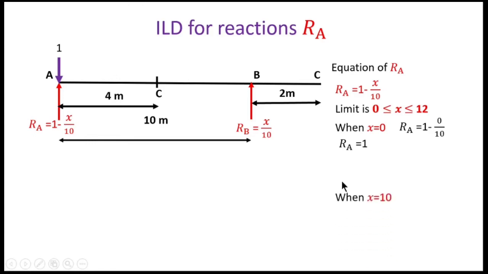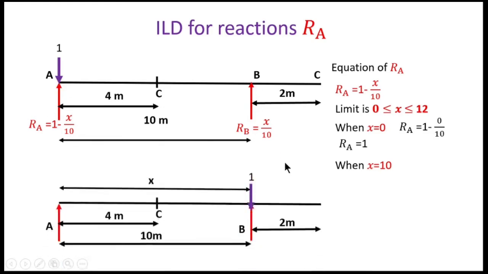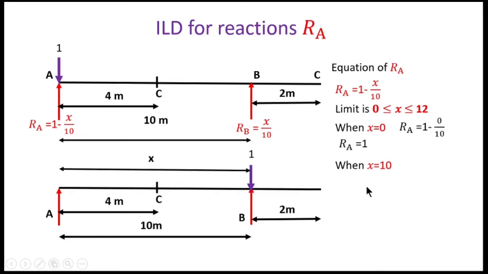Then next is x equal to 10, because before the 12 there is a support. So we are taking here also x equal to 10. So apply this unit load at x equal to 10, means at this point B. In this way, what is the value of RA? RA is 1 minus x by 10. So put here x equal to 10. So 1 minus 10 by 10, that is RA is equal to 0. The next is the limit, which is 12.